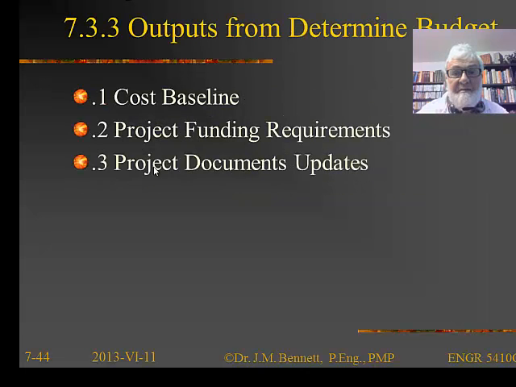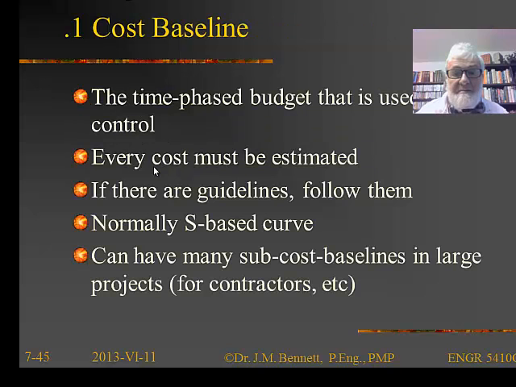The outputs from determine budget are the cost baseline, which is going to be the cost baseline for the entire project, and funding requirements and project management plan updates. The cost baseline is the time-phased budget that's used for earned value control, as we'll see. We have to estimate every cost that we can possibly think of. And if there are guidelines that we have to follow, well, please follow those guidelines.